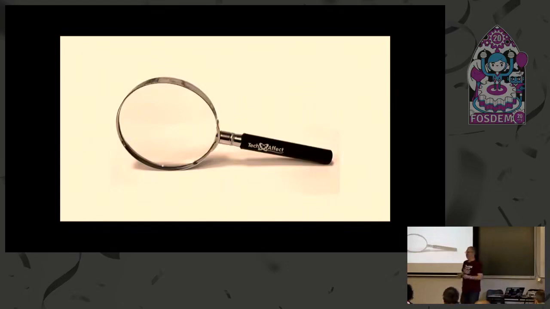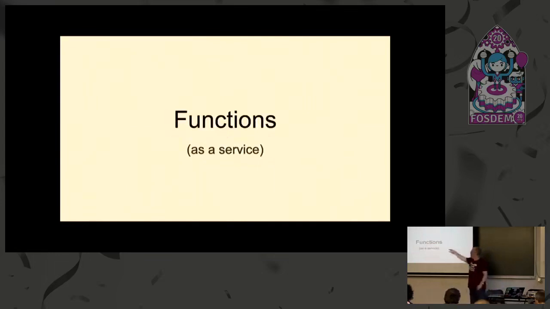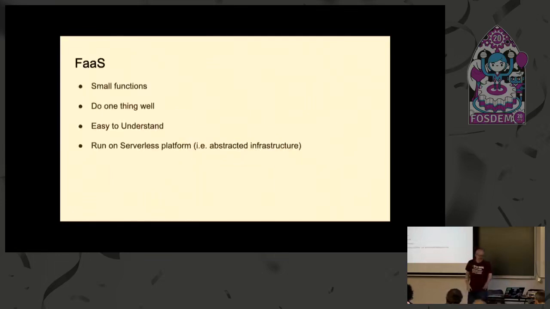And we're going to deliver that functionality using functions or functions as a service. So if we're in the FaaS world, what we're doing is we're writing small functions. If they get big, then you should reappraise whether you need more functions or whether you should be doing that. They should do one thing, preferably well, and they should be easy to understand, so that should make them easy to write, easy to get right, and easy to fix. And then we're going to run them on top of our serverless platform, which is abstracted infrastructure.